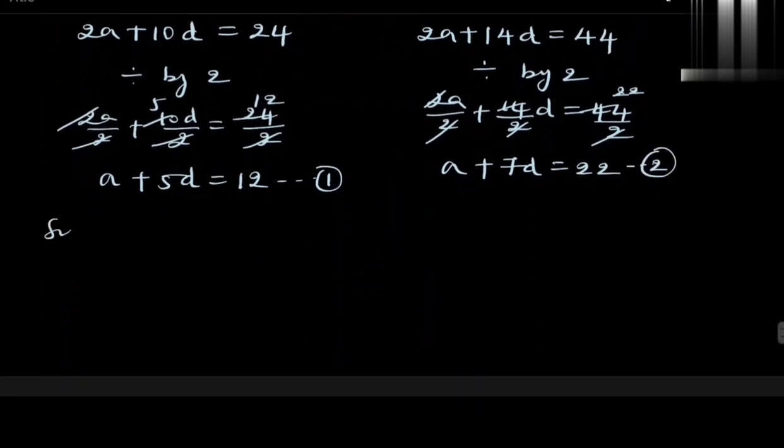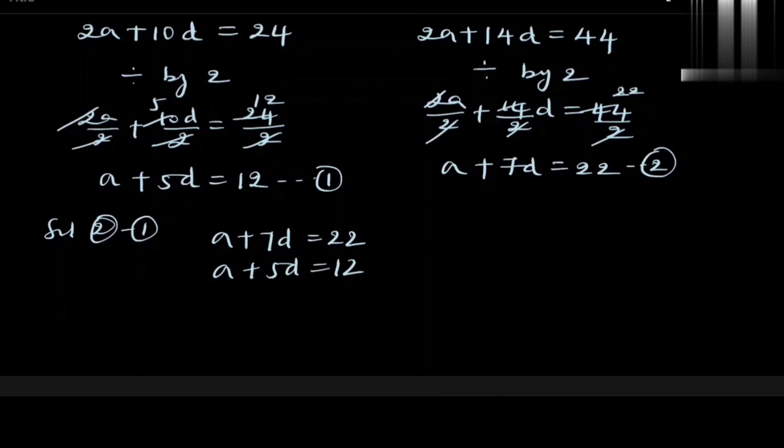So here subtract equation 2 minus equation 1, that is a plus 7d is equal to 22, a plus 5d is equal to 12. So subtracting, the sign gets changed, here plus becomes minus, here also minus, here also minus.